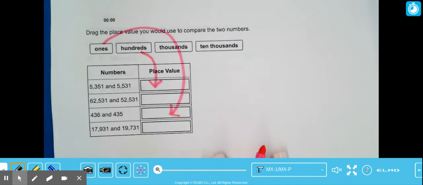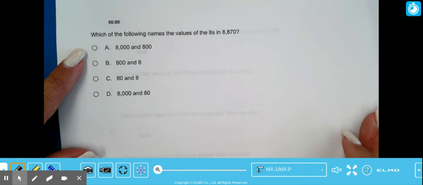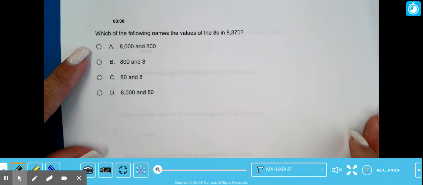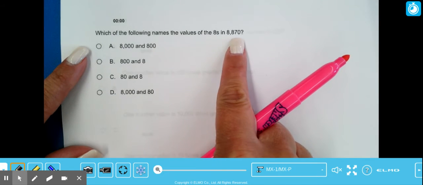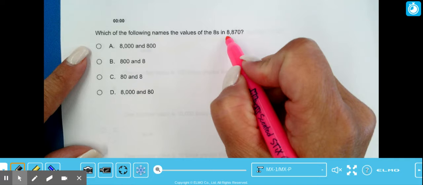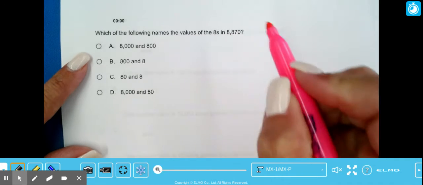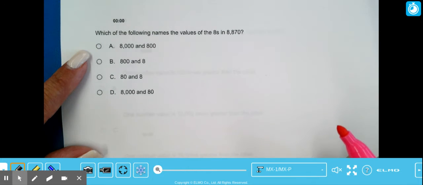Which of the following names the values of the 8s in this number? Meaning this 8 is actually 8,000, right? And this 8 in the hundreds place is 800. So we would have 8,800 as our answer.